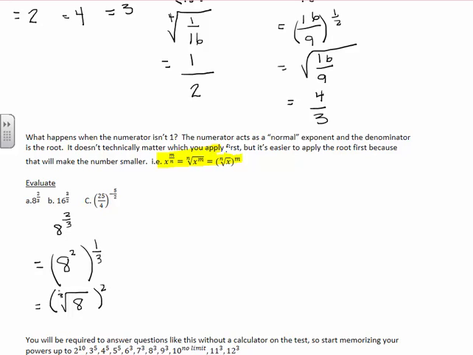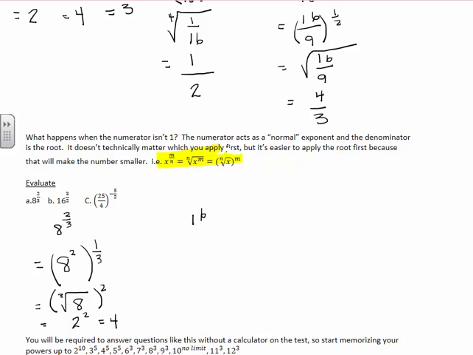And I like to do it this way. I do the root first so that my numbers get smaller rather than larger. If you started with the exponent, if I did 8 squared, I would have 64, which is a bigger number. The cube root of 64 would still get me to 4. So my answer is going to be the same, but I find it easier to do the root first again, so we're working with smaller numbers.